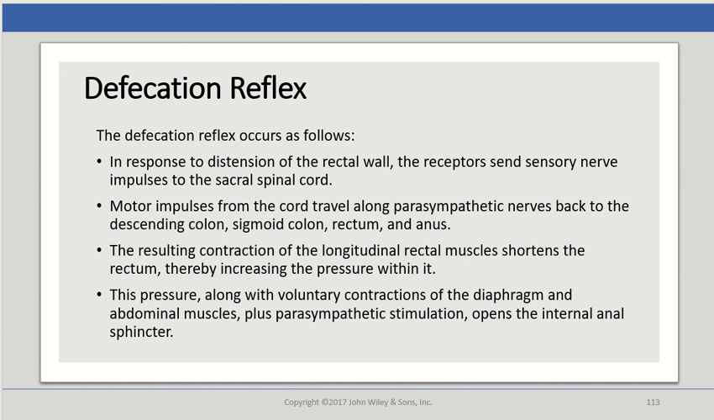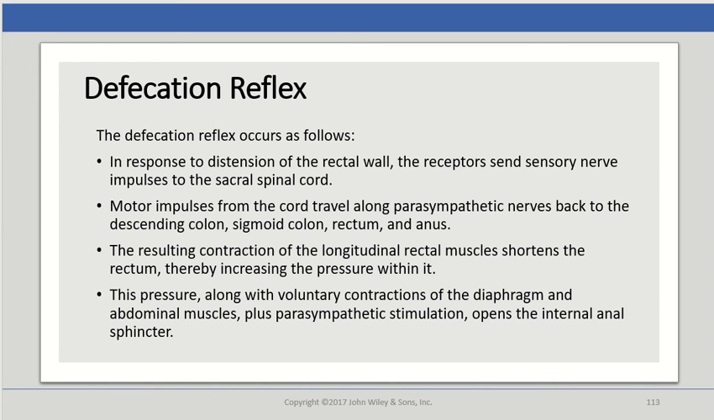So, last but not least, we have our defecation reflex. This is going to occur in a series of steps that we're going to discuss right here. In response to distension of the rectal walls, the receptors are going to send sensory nerve impulses to the sacral spinal cord. The motor impulses from the cord are going to travel along the parasympathetic nerves back to the descending colon, the sigmoid colon, the rectum, and the anus.